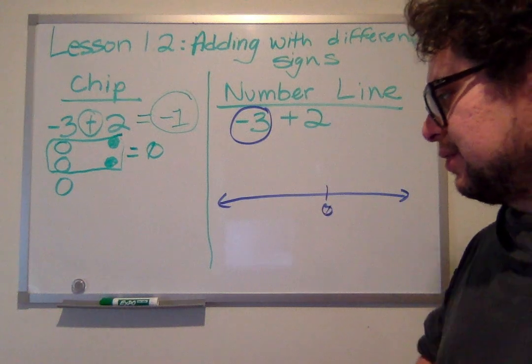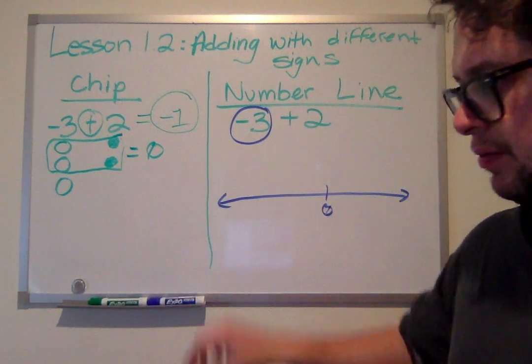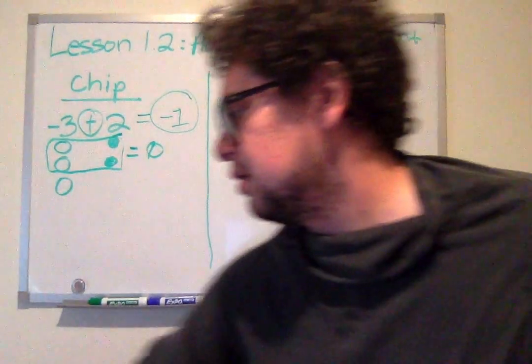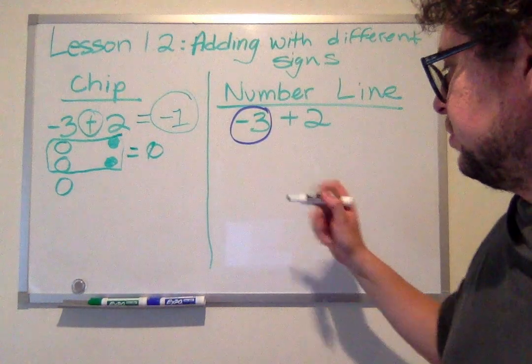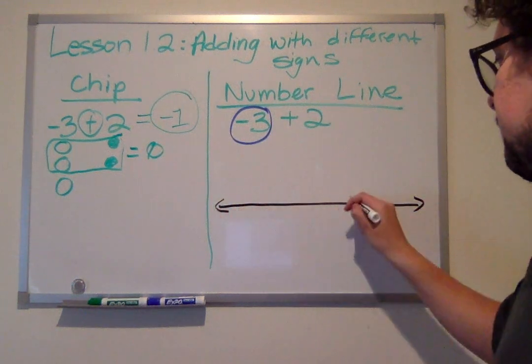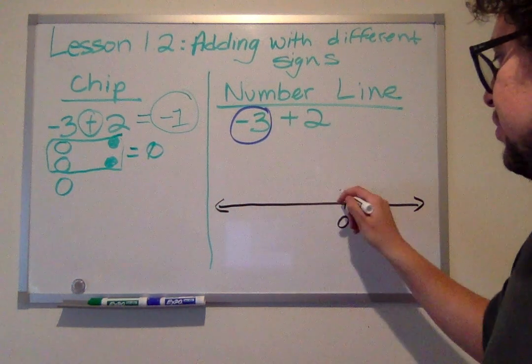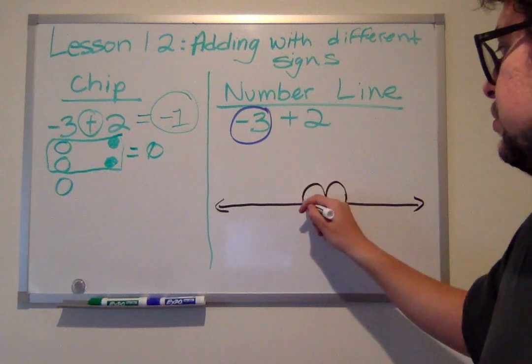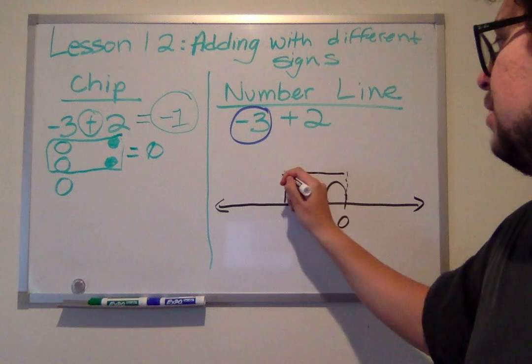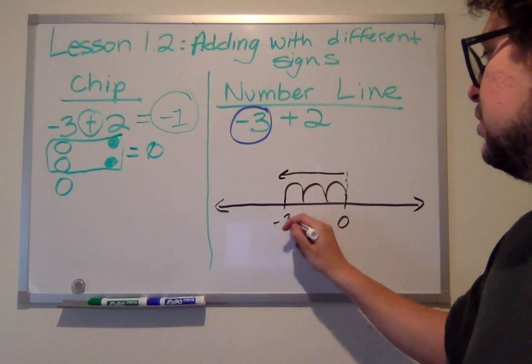Let me use a different color, because I know some of you can't see that. So I'm going to use black instead. And I start with that -3. So 1, 2, 3. So the first thing I want to do is just travel 3 spaces in the negative direction.